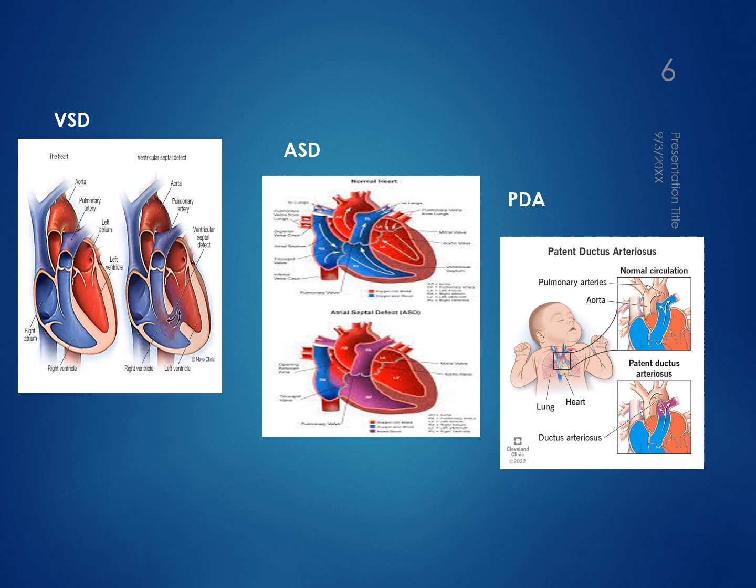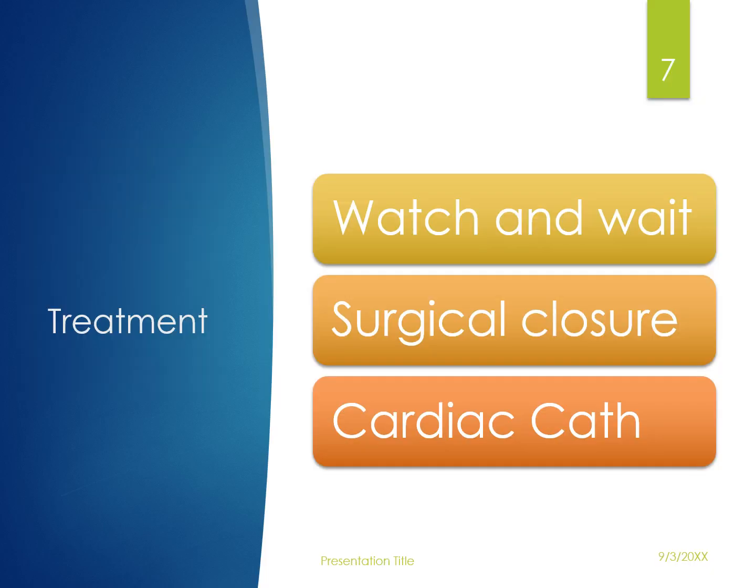So here are just some pictures of your VSD, ASD, and the PDA. You see your VSD is between the two ventricles. Your ASD is between the two atriums, and the PDA is the aorta connection that it has with the heart. The PDA is the little hole that's connecting the aorta to the right atrium.